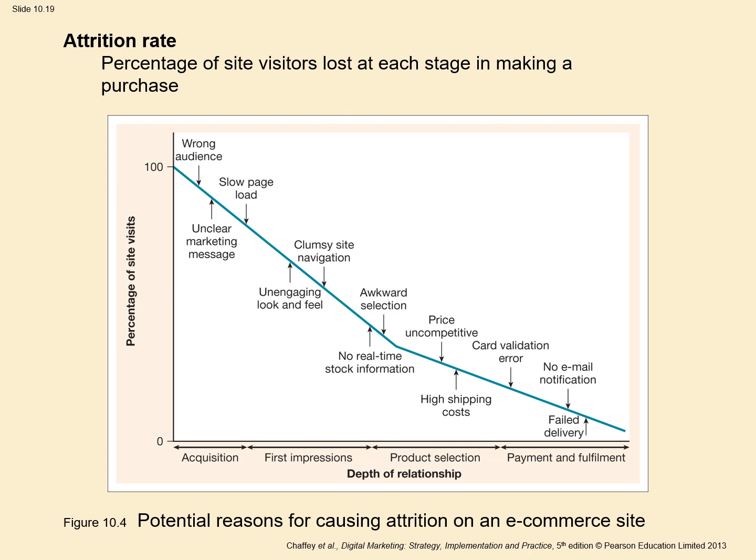There are several factors during the acquisition where the customer drops off because they feel they are the wrong audience for that website, or the website is quite slow, and there is an unclear marketing message. On payment and fulfillment, there's a problem where they do not receive any email notification or the delivery fails.